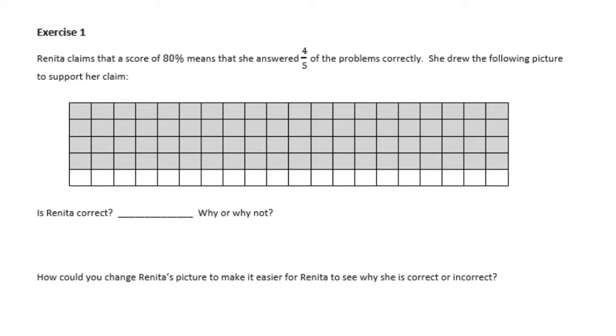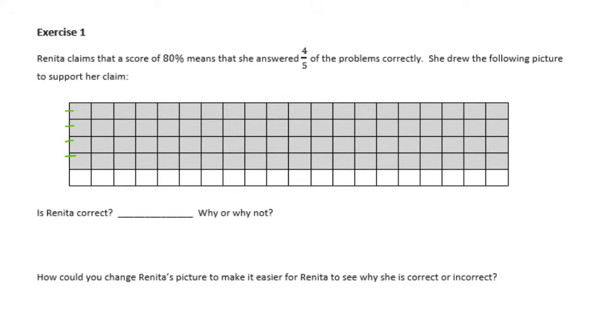Exercise 1. Renita claims that a score of 80% means that she answered 4/5 of the problems correctly. She drew the following picture to support her claim. Okay, so it looks like she has 1, 2, 3, 4 rows shaded out of 5.